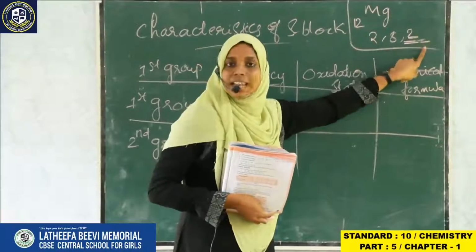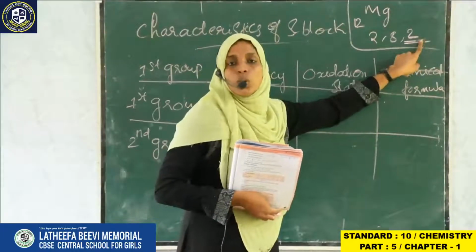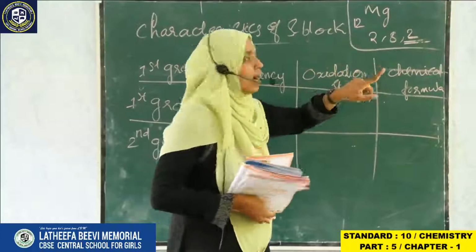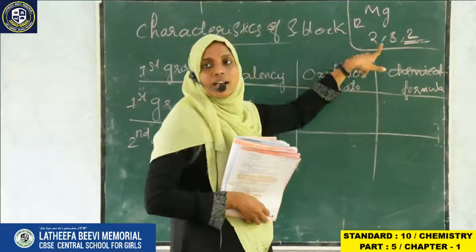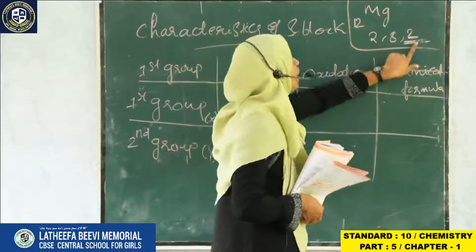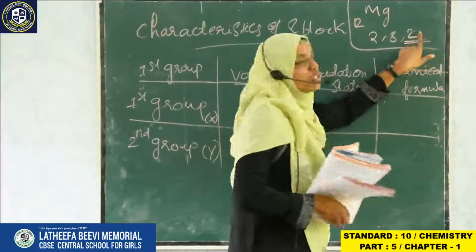So what is the valency here? The valency is also 2. Valency എന്ന് പറയുന്നത് 2 ആണ്. Here magnesium, what is the electronic configuration of magnesium? 2,8,2, and in the outermost shell there is 2.